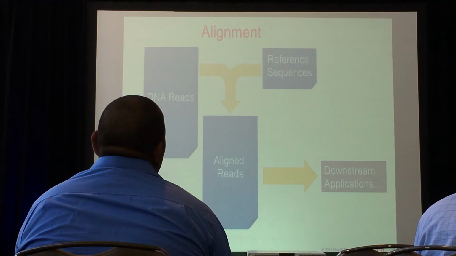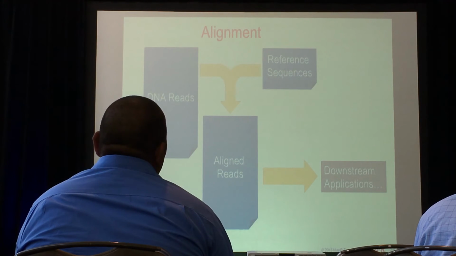Taking some small reads, they're usually on the order of a few hundred base pairs long, and then aligning it to some reference sequences, which are usually on the order for humans of hundreds of millions of base pairs long, and getting some aligned reads out of that. And then those aligned reads again go to some downstream stuff we don't care about for the sake of this discussion. This particular piece, let's focus in on here.